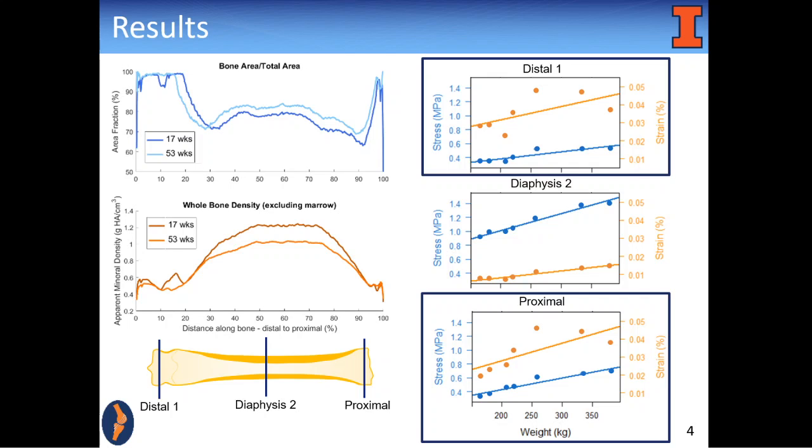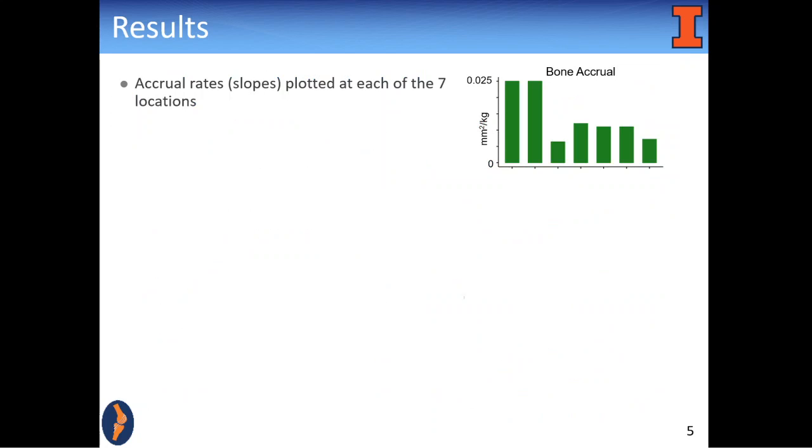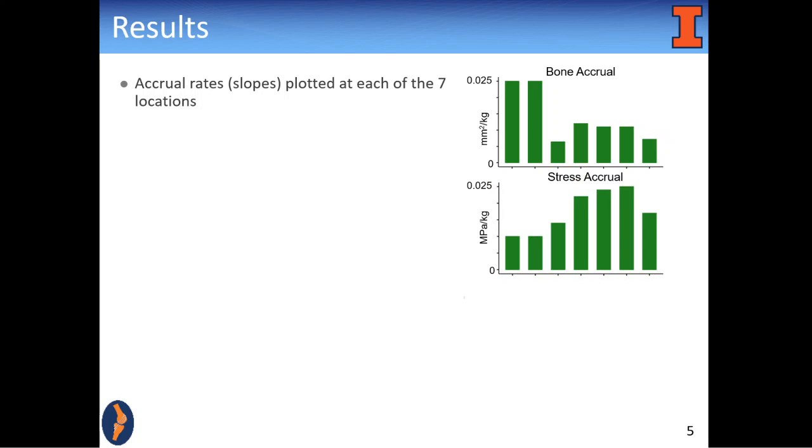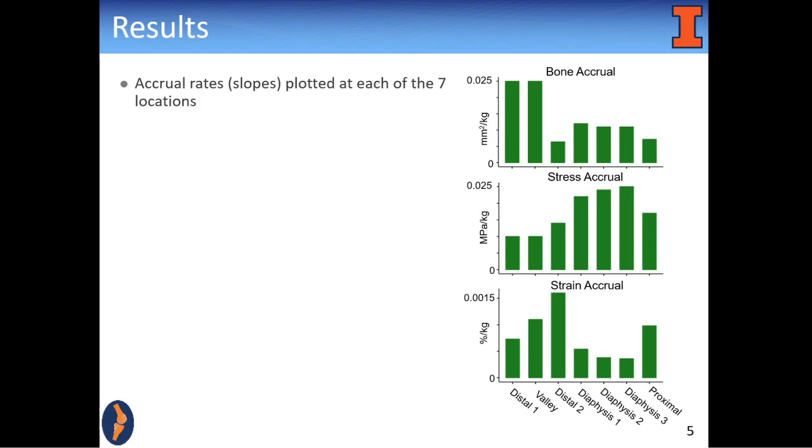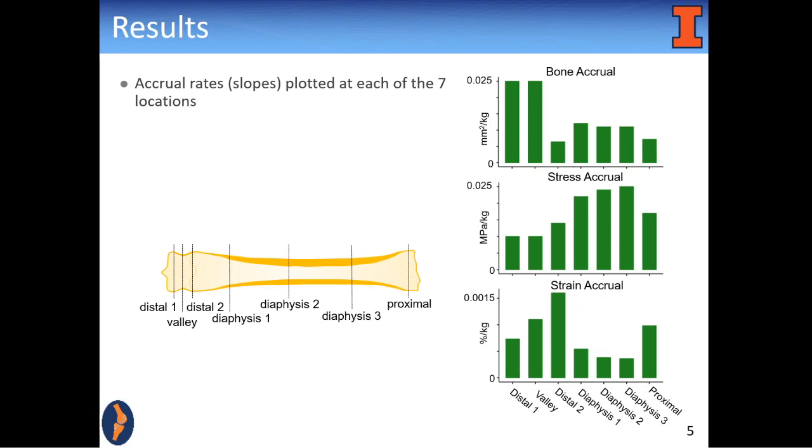We also wanted to look at how the stress and strain change over time within the MC3. To do this, we looked at the slopes of the stress and strain plots. We plotted the change in bone area, or bone accrual, and the change in stress and change in strain for each of the 7 locations.